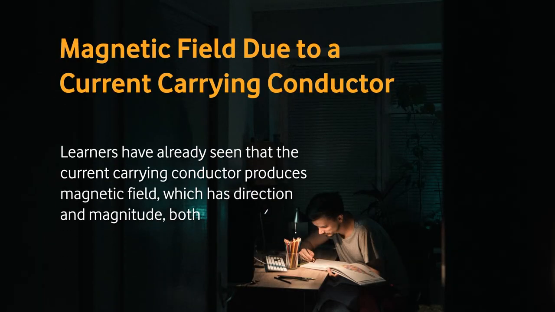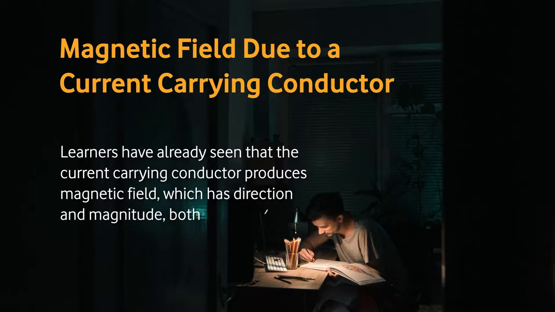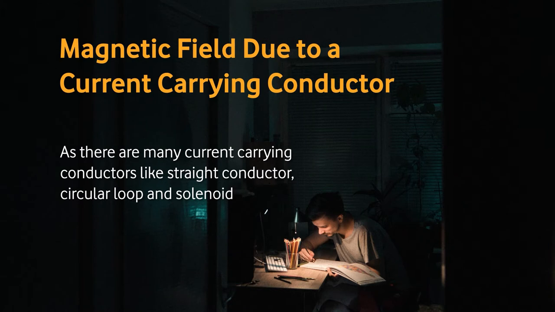Now, learners have already seen that current carrying conductors produce a magnetic field, because when we were discussing the concept of magnetism, or the magnetic effect of electric current, we showed them that when current is passing through a conductor, a copper wire, a magnetic field is generated. We have also introduced that these have directions and magnitude. Because there are many current carrying conductors like a straight conductor, circular loop, solenoids.